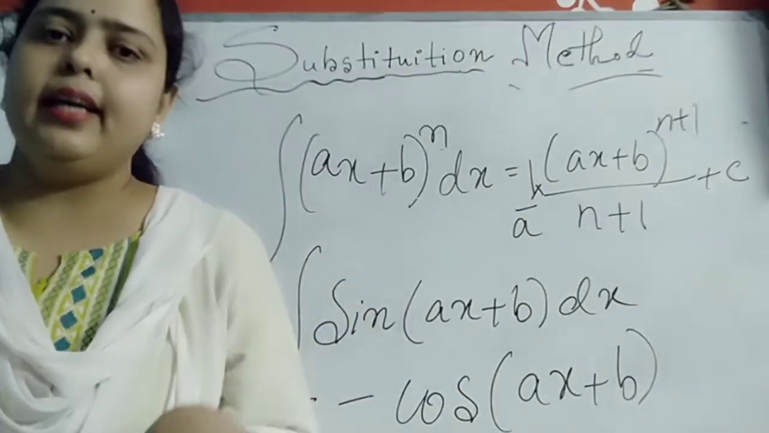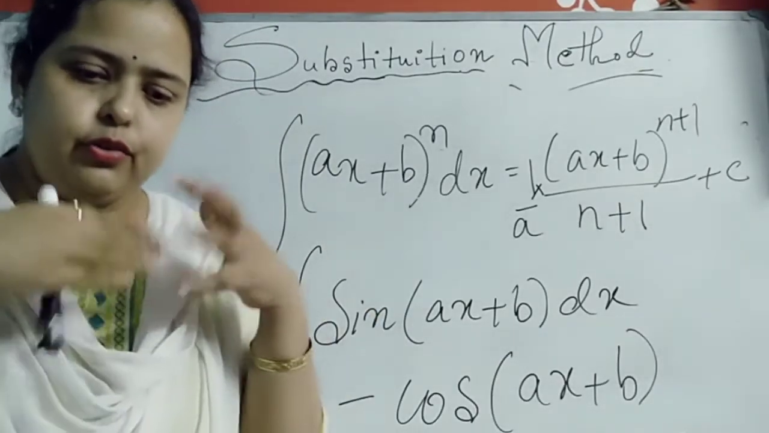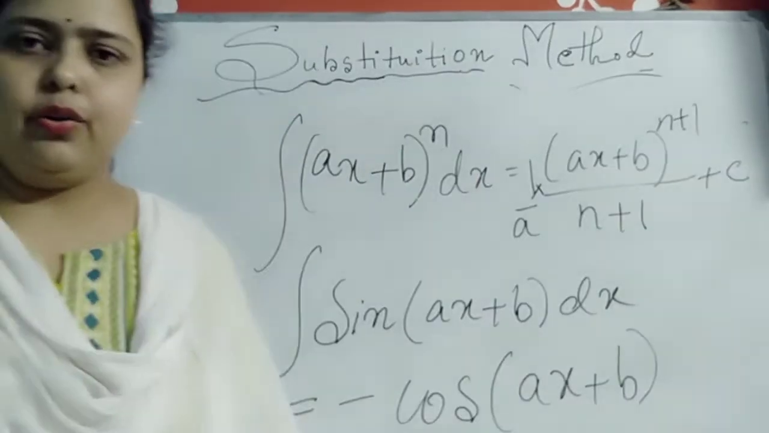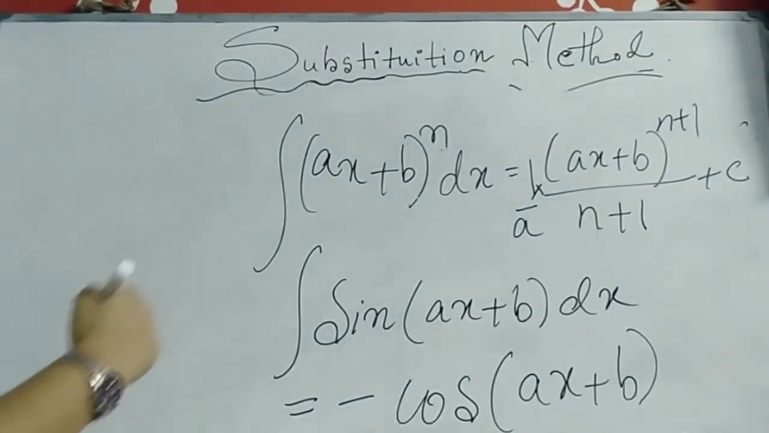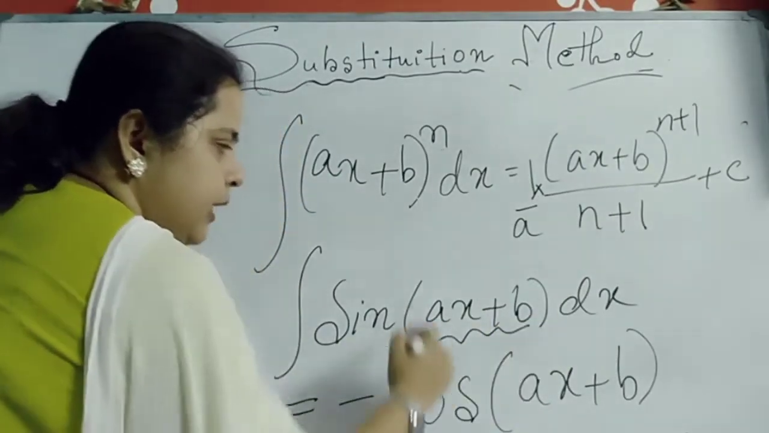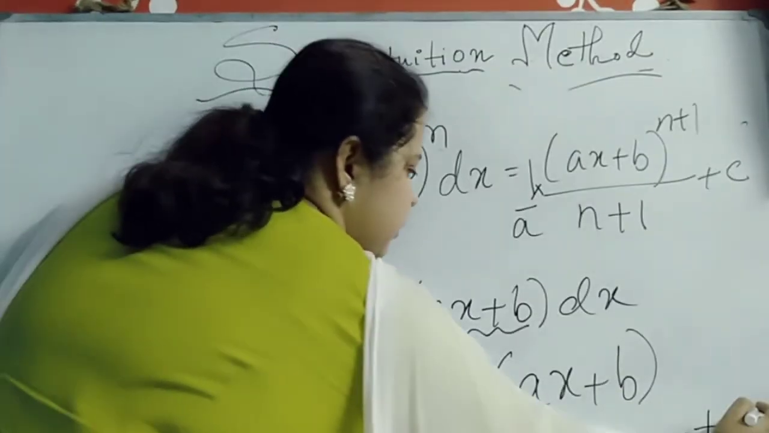You did it directly, isn't it? Are you showing every time to the teacher what you are putting and what you are getting? Never, no? So here also the same thing. Just remember what to do in the denominator. You just write down the derivative of ax plus b. So here it is a, and I am going to put a plus c.